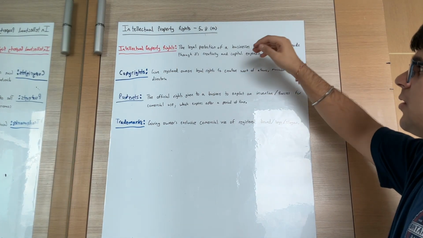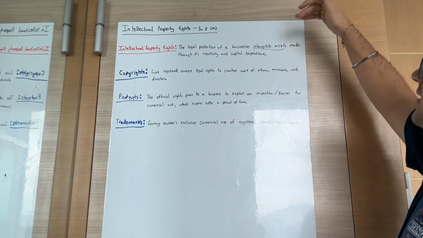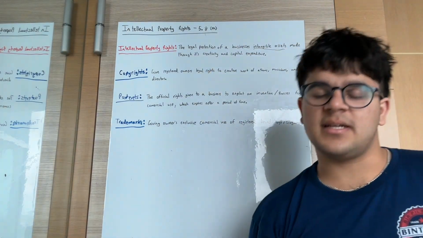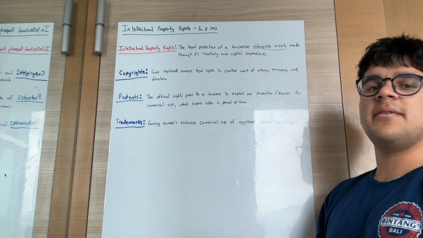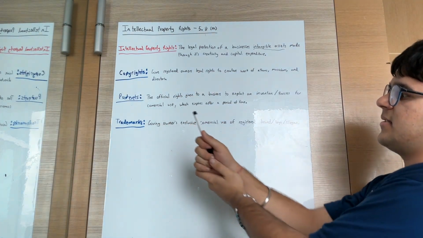This is what do you call it? The legal protection of businesses' intangible assets made through its creativity and expenditure. Now, when we look at intellectual property rights, we have three forms: copyrights, patents, and trademarks.